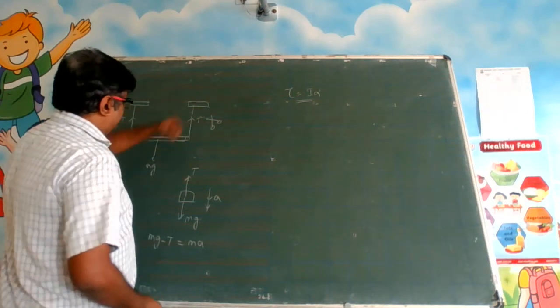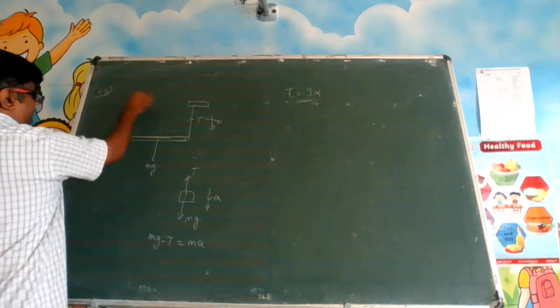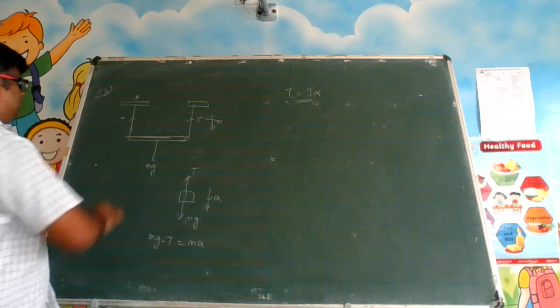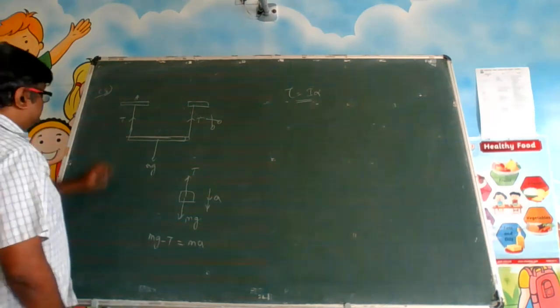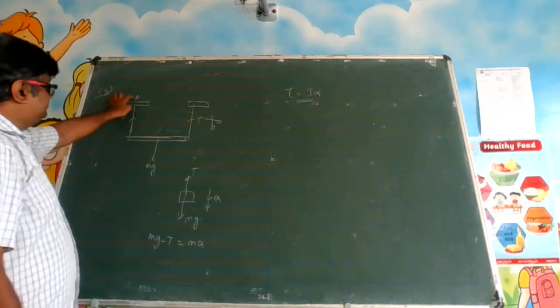When you have disconnected it here, what is the torque? See, it is rotating about this point now. Let us say this point is A. It is rotating about this point. So this force T and this force mg can create a torque about this point.